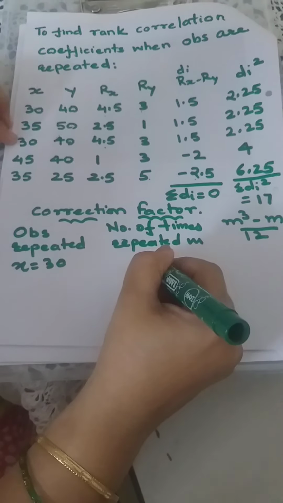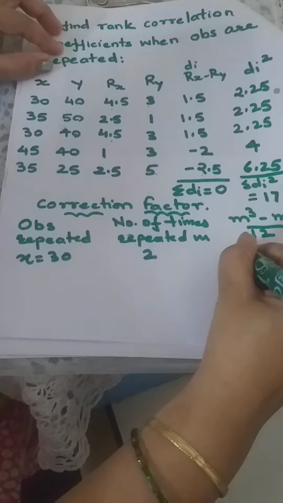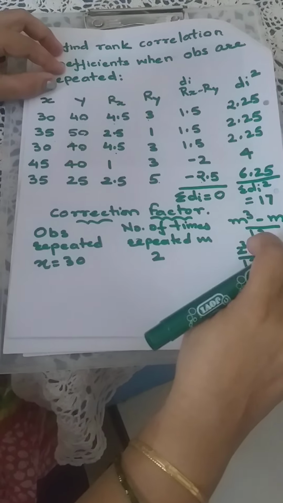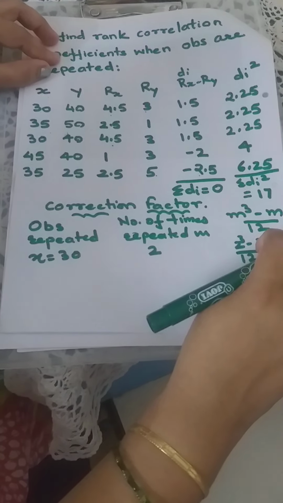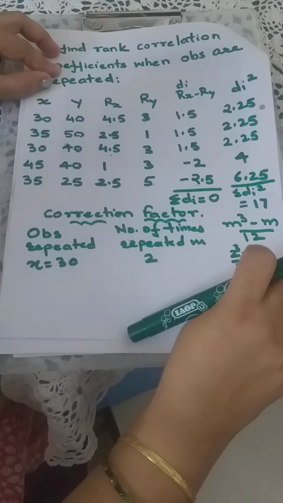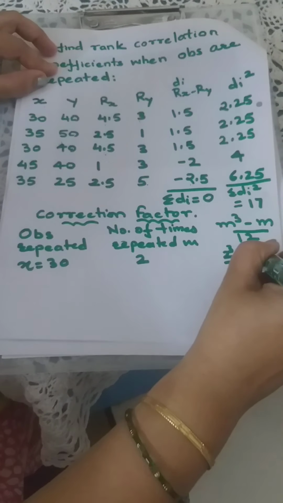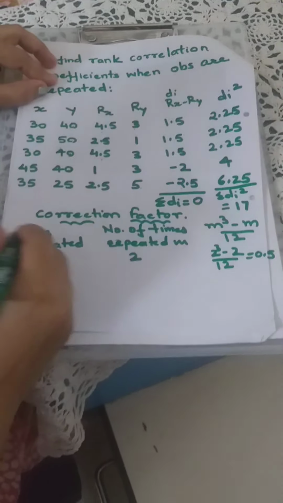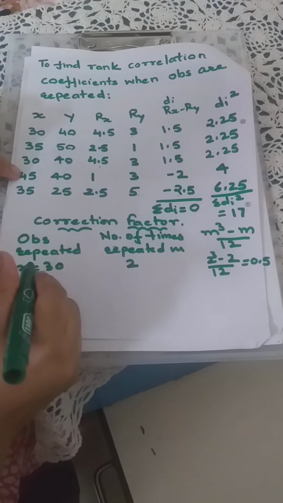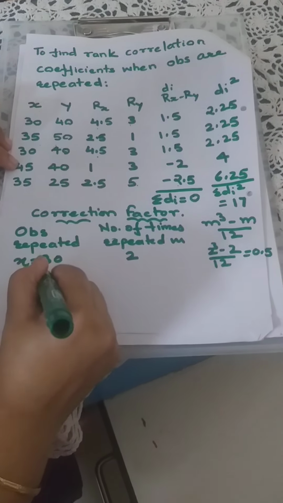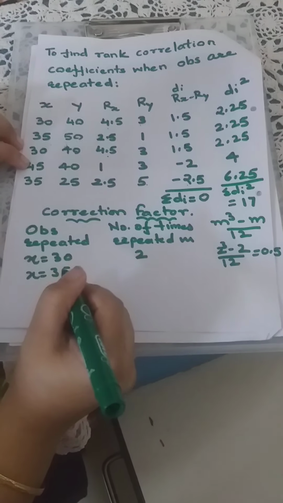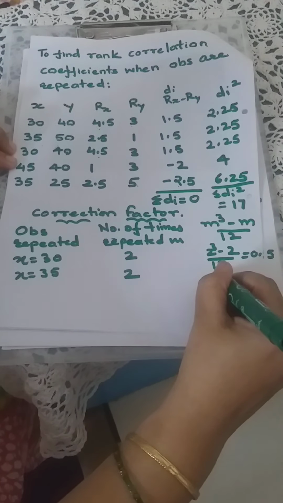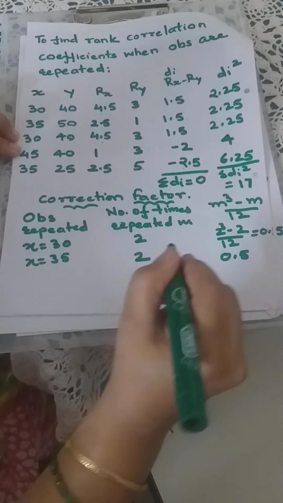Right. And I will find out 2 cube minus 2 upon 12. 2 cube is 8, 8 minus 2 is 6, 6 upon 12 comes out to be 1 by 2, or I can write it as 0.5. Right. Now let us go to the next. This again, 35 observation was repeated. So x is equal to 35. How many times is it repeated? 2 times. Again if I solve here, I am going to get 0.5.